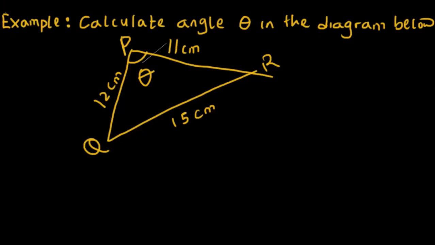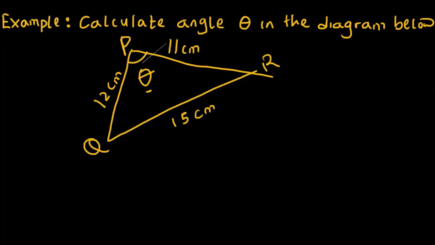So we have: calculate angle theta in the diagram below. We've got this triangle PQR, and we are told to find theta. So let's do this. Remember, the first thing you want to do is to try to label, so you would know the kind of formula to use.